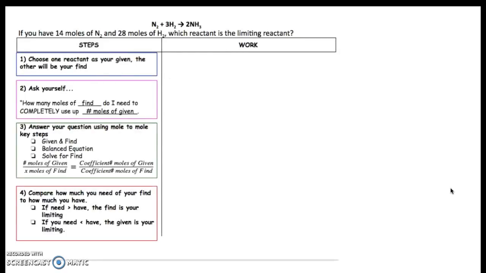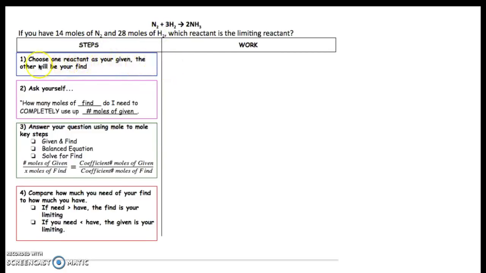All right, here is the limiting reactant example that's at the top. It says if you have 14 moles of N2 and 28 moles of H2, which reactant is the limiting reactant? Before we get started, one thing you may notice about this problem, unlike the mole to mole problems, is that you're given two values. You're given moles of N2 and moles of H2. And what I mean by given, you have numbers for both of these. So this makes it a little bit confusing, right?